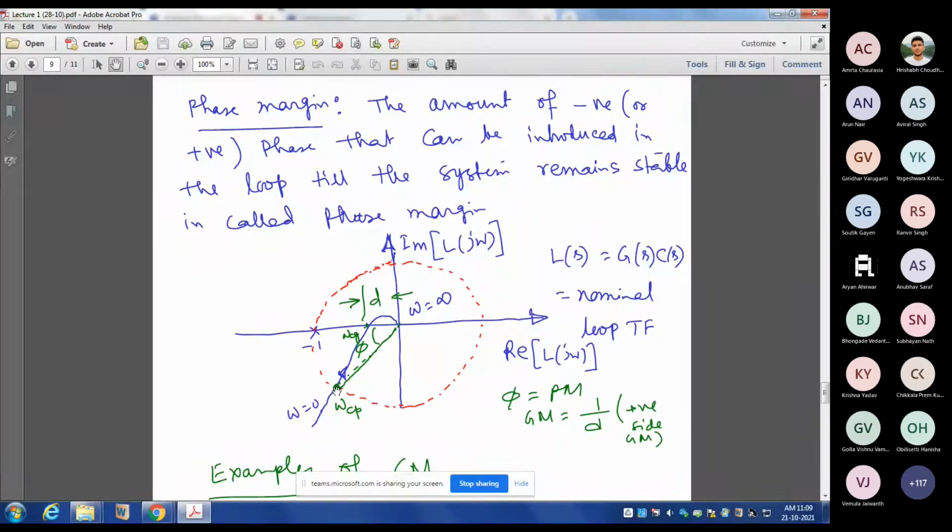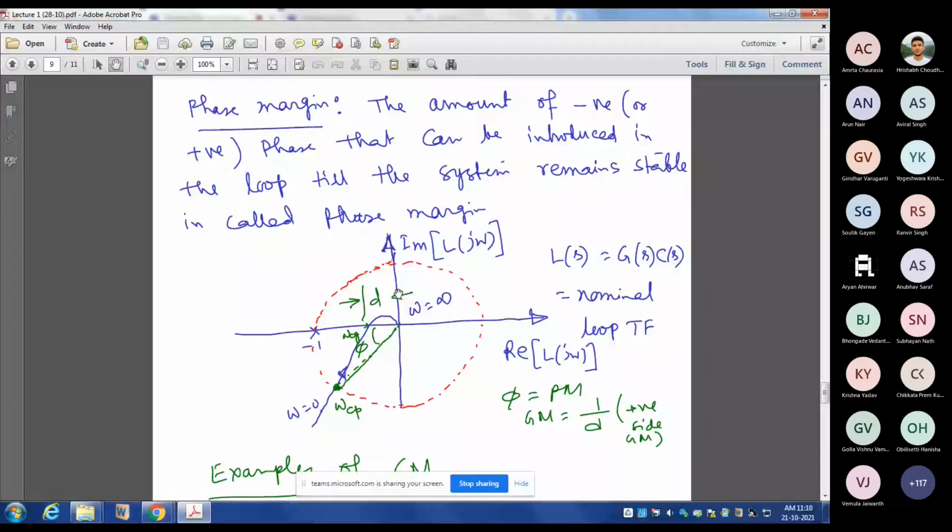That means the loop gain, the frequency at which the magnitude of the loop gain will be equal to 1. Okay, this is a unit circle. And this is your phase crossover frequency. That is the frequency at which the phase of the loop will be minus 180 degrees. And suppose this is your D, so obviously this is minus 1. That means this D will be less than 1.